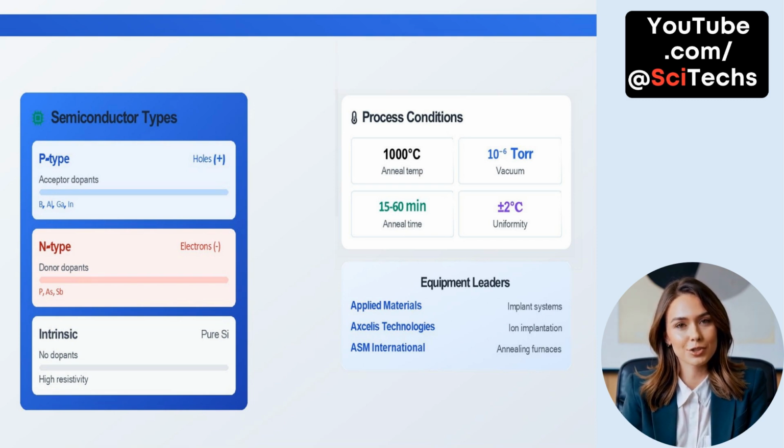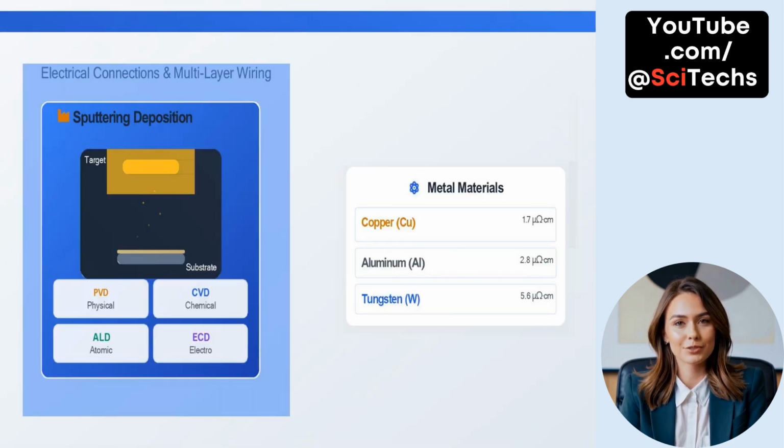Key process conditions ensure accurate and uniform semiconductor processing. Annealing typically occurs at 1000 degrees C, with process times ranging from 15 to 60 minutes. These steps are performed under vacuum conditions, often at pressures near 10^-6 torr, and require tight temperature uniformity, typically within ±2 degrees C, to ensure consistency across the wafer. Leading equipment providers include Applied Materials for implant systems, Axcelis Technologies for ion implantation, and ASM International for annealing furnace solutions. Sputtering deposition and metal materials.